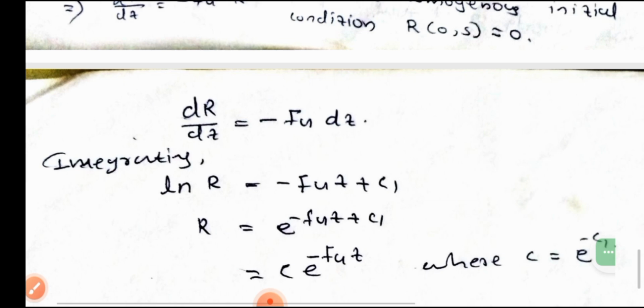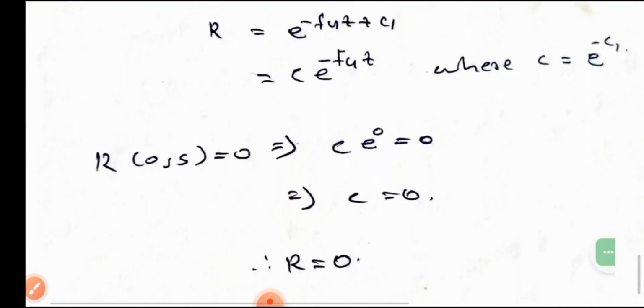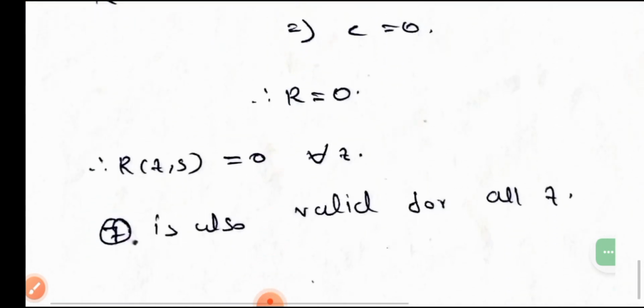r of 0 is equal to 0. Then c e naught is equal to 0. Then c is equal to 0. Therefore our r becomes 0. That is r of (t,s) is equal to 0 for all t. So our system 7 is also valid for all t. Hence our proof.